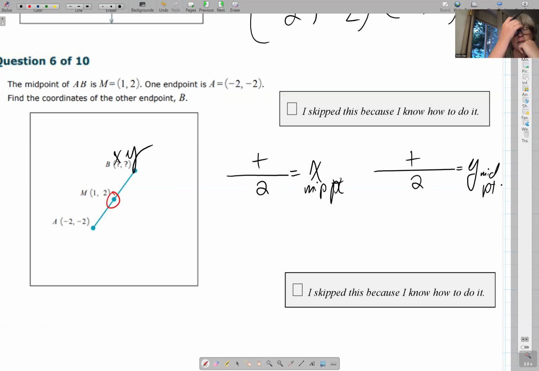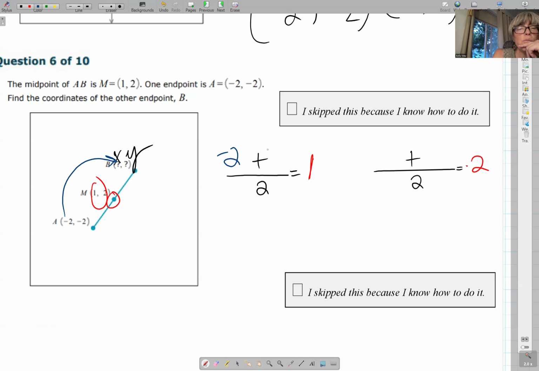Now, in this case, you have the midpoint. So our midpoint answer here is 1, and our midpoint answer here is 2. We go like this. Negative 2 plus an unknown x divided by 2 equals 1. Negative 2 plus an unknown y divided by 2 equals 2.